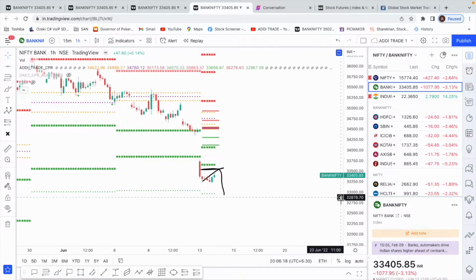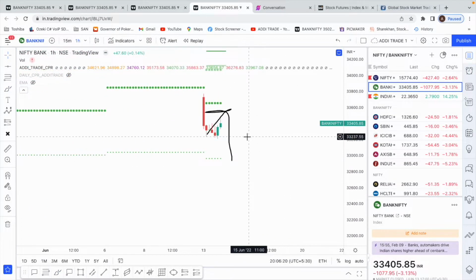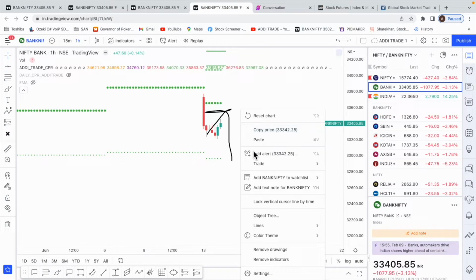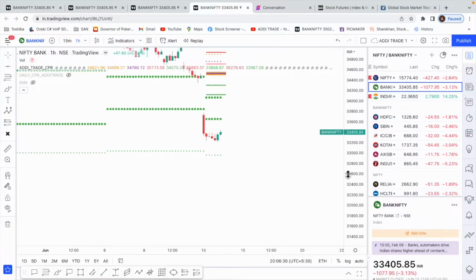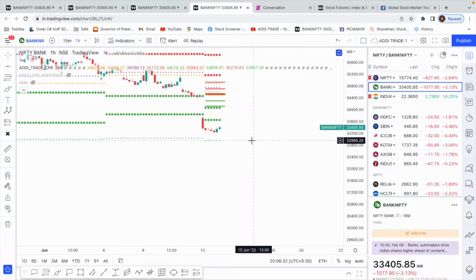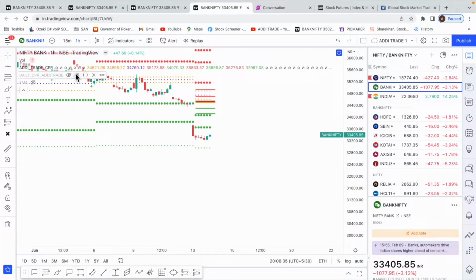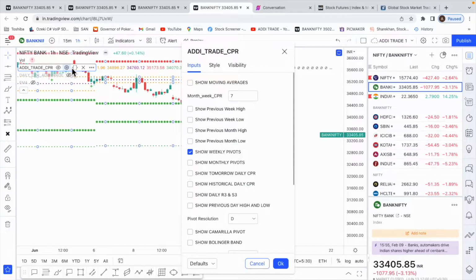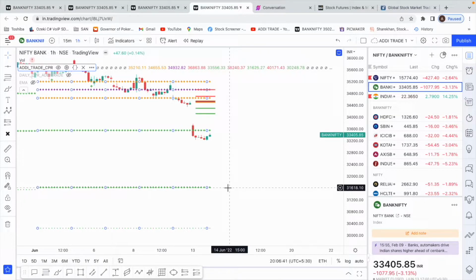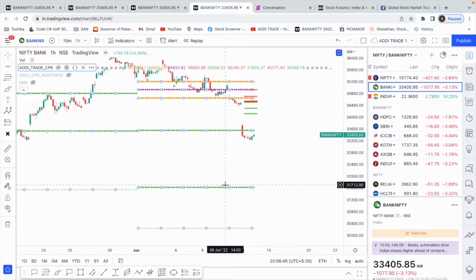See, if today's low, that is 33,210, breaks, the next target on the downside will be 32,960, almost 33,000. This is the weekly S3 of the weekly CPR. Then below that we have the monthly CPR S2, which is at 31,600. That is pretty far off, so we'll not look at this level as of now.